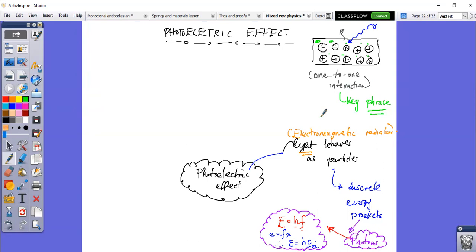Good. So if we look at it from an energy balance point of view, remember, we said that the photon needs to have a certain minimum energy. All right. So if we expand this to say, photon interacts with surface electrons on a one-to-one interaction.